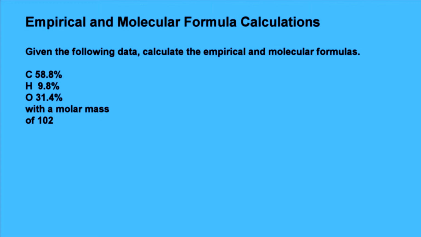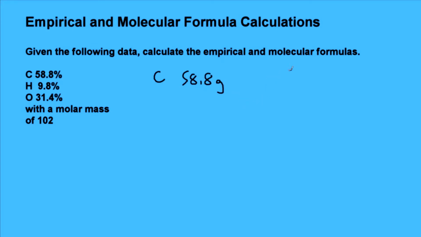We need to figure out how many moles of everything there are. Moles represent ratios of atoms and how they relate to each other. So here's what we're going to do. We're simply going to take these numbers, the 58.8% from carbon, and just turn that into grams. So we're going to make carbon 58.8 grams.